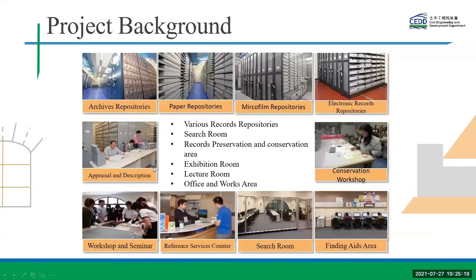The Hong Kong Public Records Building, commissioned in 1997 and built for 24 years, provides storage area for various types of government records, including paper records, microfilm records, and electronic records. Amongst these types of records, the archive record is the more valuable record, which has high historical value. Therefore, the archive repository has been specially designed in order to maintain a stable environment for long-term storage.